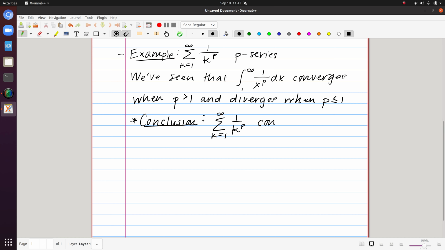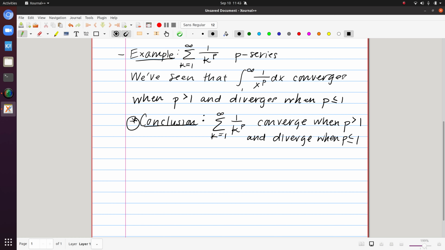These converge when p is strictly greater than 1 and diverge when p is less than or equal to 1. And that's going to be a really important fact to remember because we'll be able to quickly make that conclusion about any series that looks to be a p series.